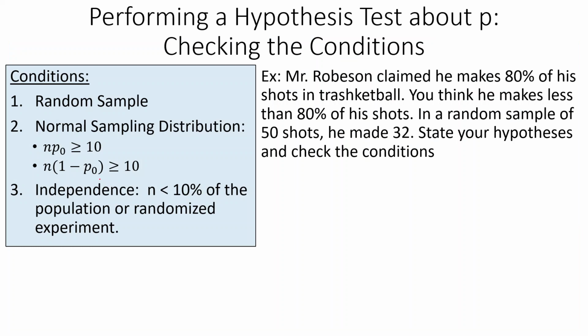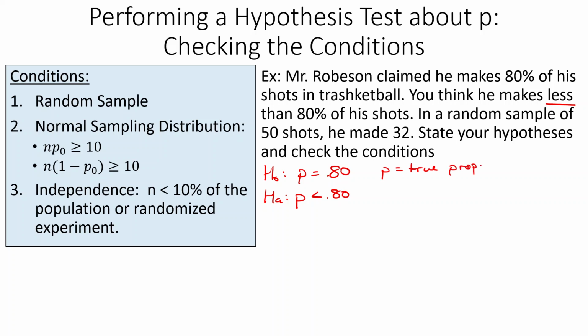All right, let's try it. Again, here are the 3 conditions. I shortened them here, but those are them. Checking the conditions here: Mr. Robeson claimed that he makes 80% of his shots in trash ball. You think he makes less than 80% of his shots. In a random sample of 52 shots, he made 32. State your hypotheses and check the conditions. All right, so our hypotheses: we start out believing what we're told, that p equals 80%. Our alternative is that he makes less. We think p is less than 80%, where p is the true proportion of shots he makes.